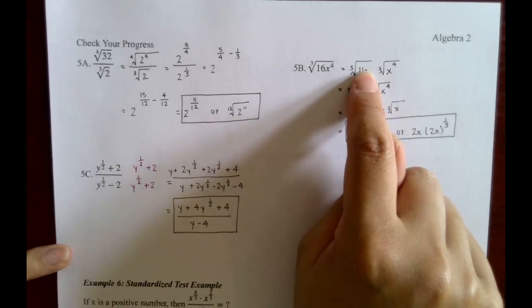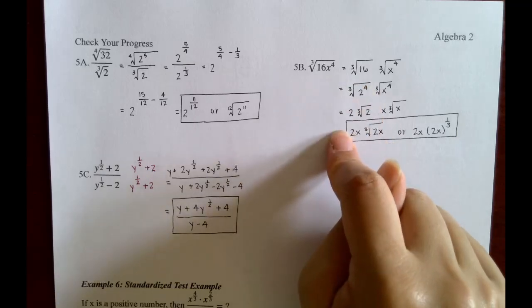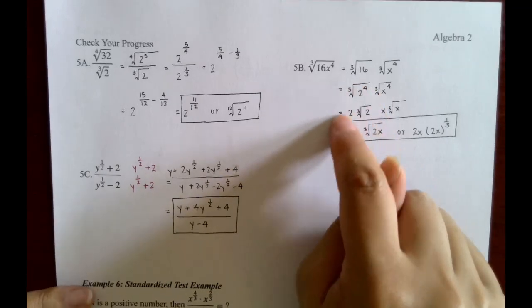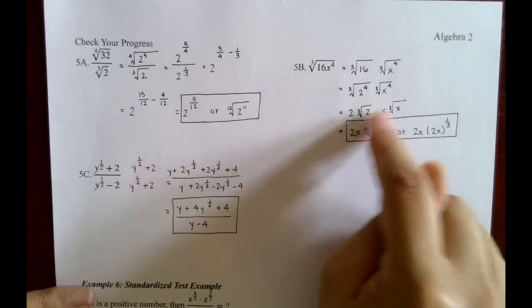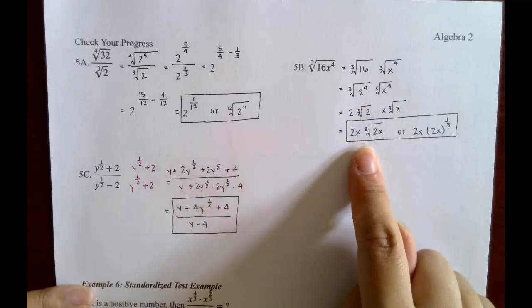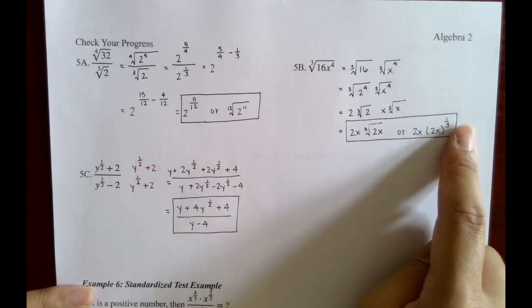Okay. I rewrote 16 to be 2 to some power, so 2 to the 4th. Okay. So 4 divided by 3 is 1. So one group of 2, that's why it's 2 to the 1st, with 1 left over. And the same thing goes for x. Okay. And then the exponential form is just rewriting this one as 1/3 power.